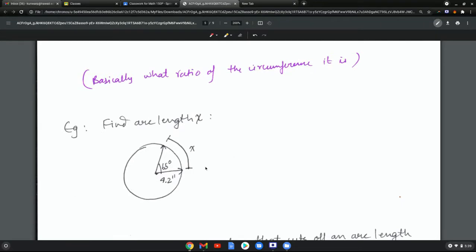Example here. So in this case, the central angle is 65. So the arc length, which is x, is going to be 65 degrees divided by 360. That's how much of the entire circle this angle is covering, times 2 pi times the radius, which is 4.2 inches. And once again, you can try this and verify, making sure you use the pi button when you do your calculation. And you should get a value of approximately 4.765 inches.